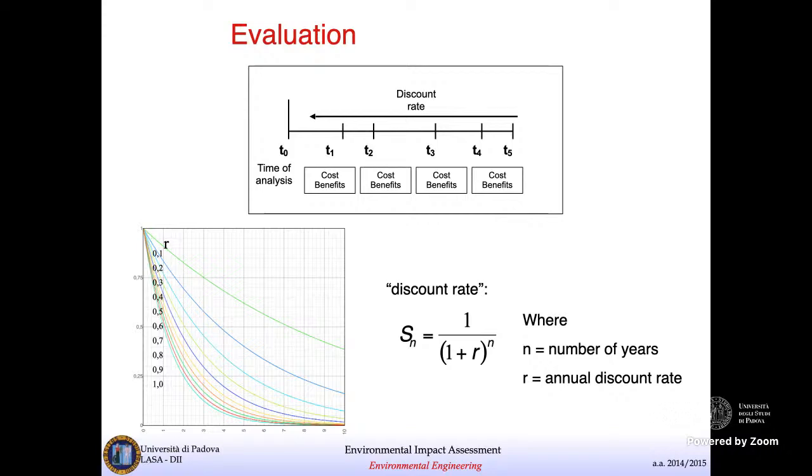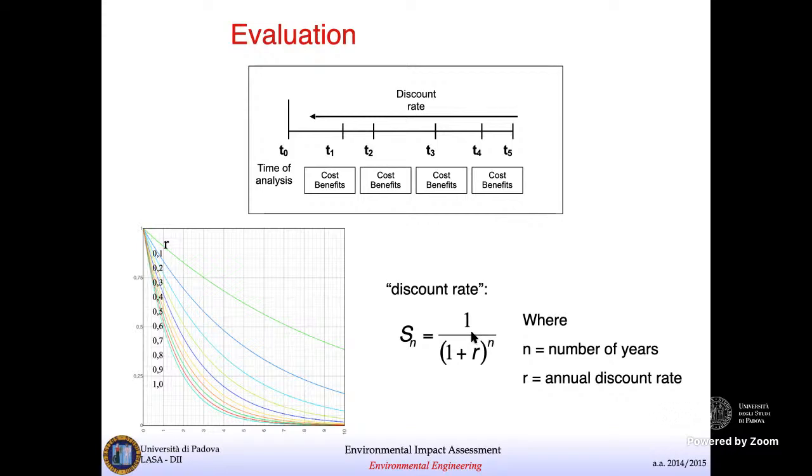In order to make this evaluation, you employ the discount rate function, the function that I have written here, in which, for each year of a project, n, you evaluate an annual discount value as 1 divided by (1 plus R) to the power n, where R is the annual discount rate and n is the number of years.